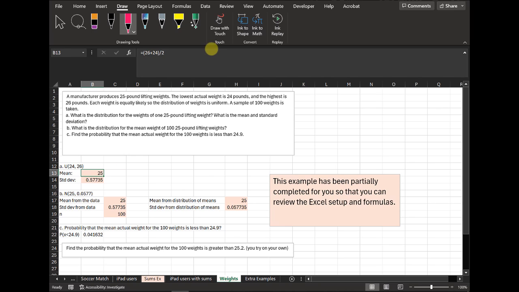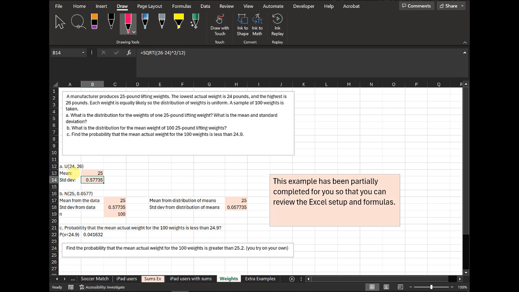The mean is calculated by taking the highest and lowest values, adding them together, and dividing by 2, so you just find the average of them. The standard deviation is given by taking the square root of the highest value minus the lowest value, squared, all of that divided by 12. So when we're just talking about one weight, we are talking about this mean and this standard deviation, working within the confines of the uniform distribution.